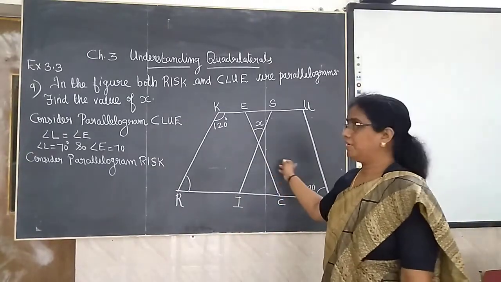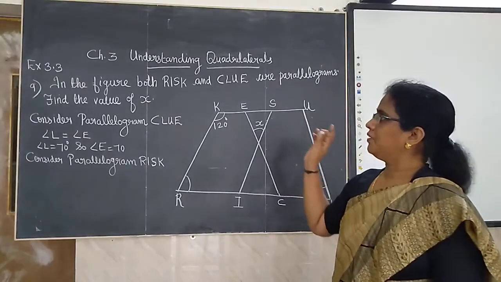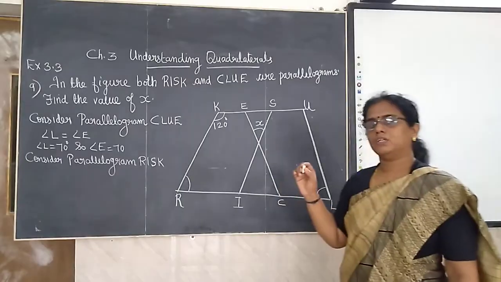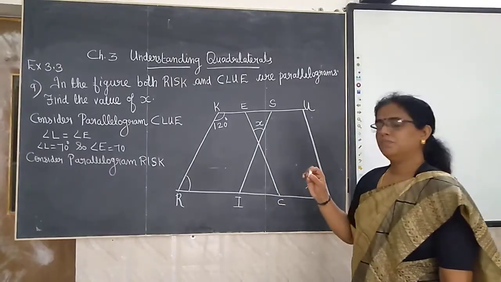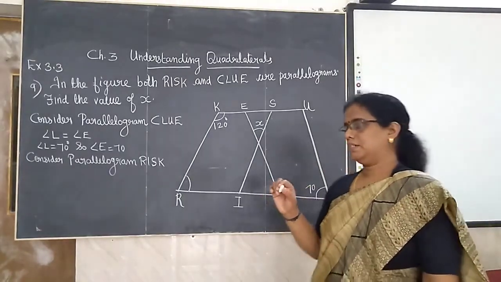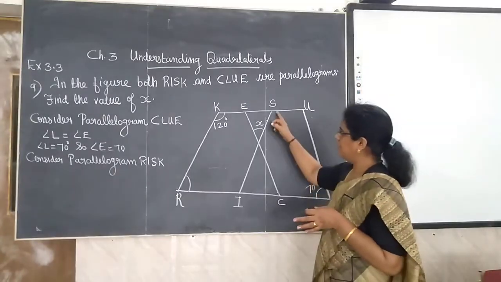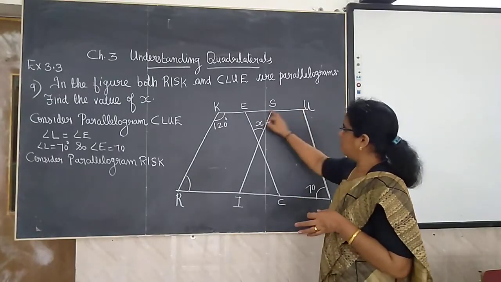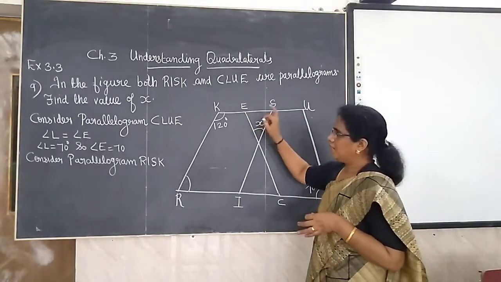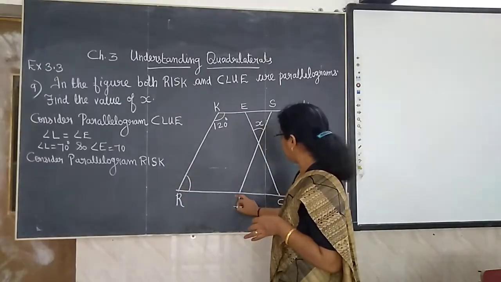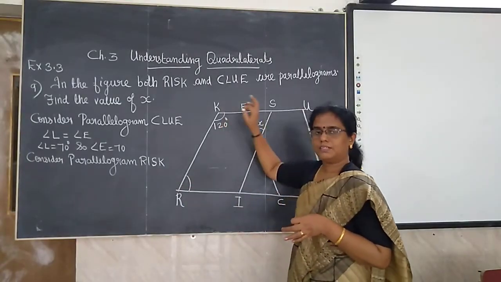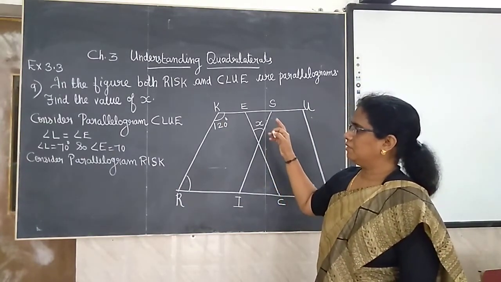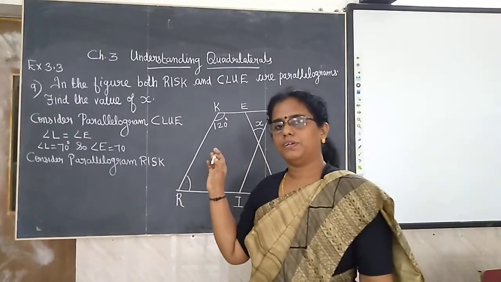Here one figure is given, and in the given figure both RISK and CLUE are parallelograms. Find the value of x. Here two parallelograms are given. This is the first parallelogram, CLUE, and the second one is RISK. First we have to find the value of x.